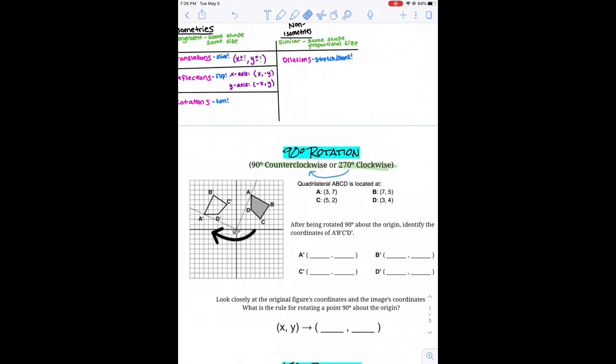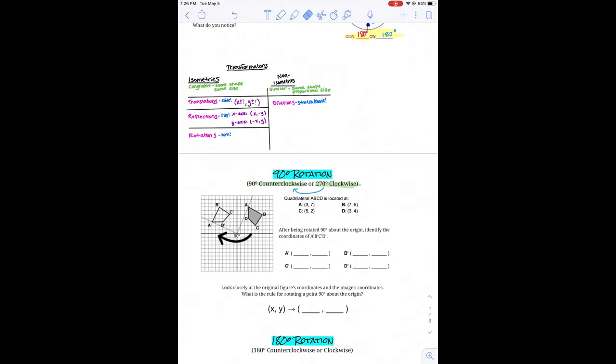So what it says is quadrilateral ABCD is located at, and then they give us a point for each of these. They've rotated it 90 degrees about the origin. That means the origin is like the center of our rotation. Can you please write down the coordinates for A prime, B prime, C prime, and D prime? Pause the video so you can take your time on that.